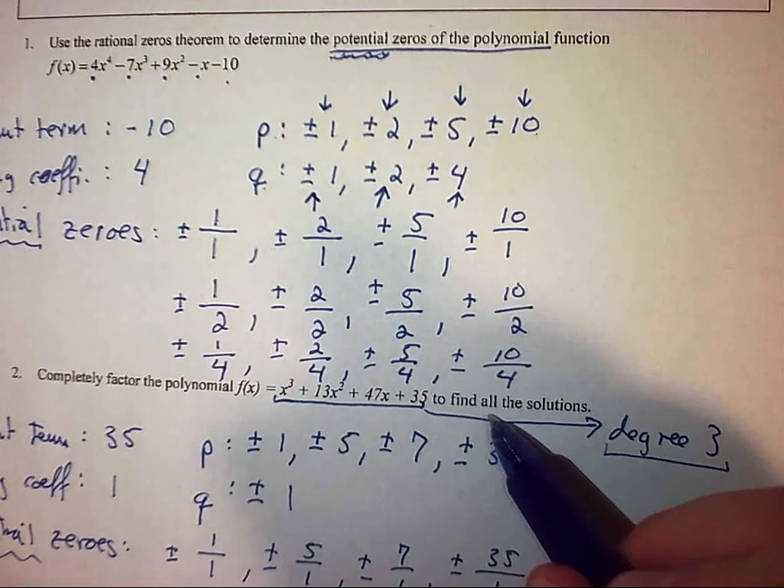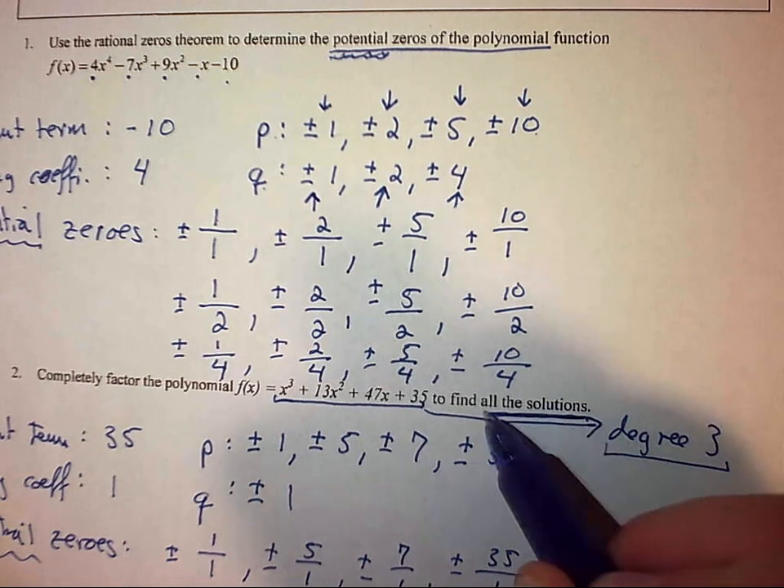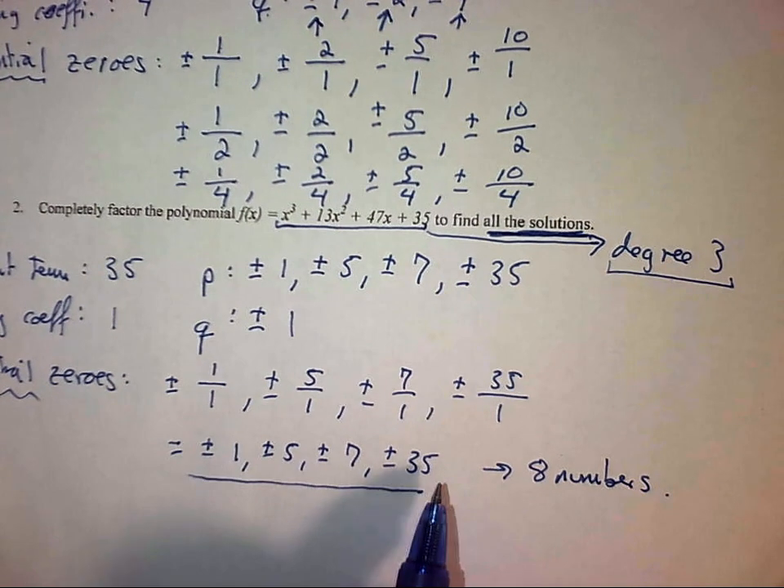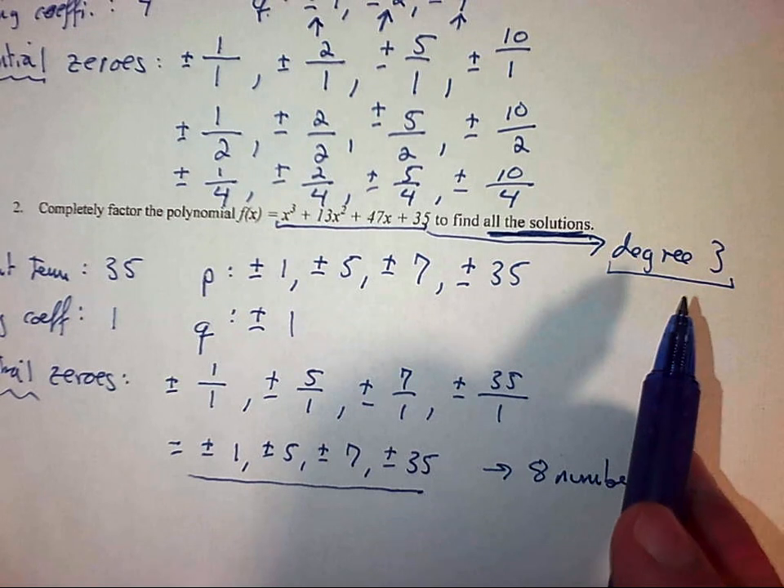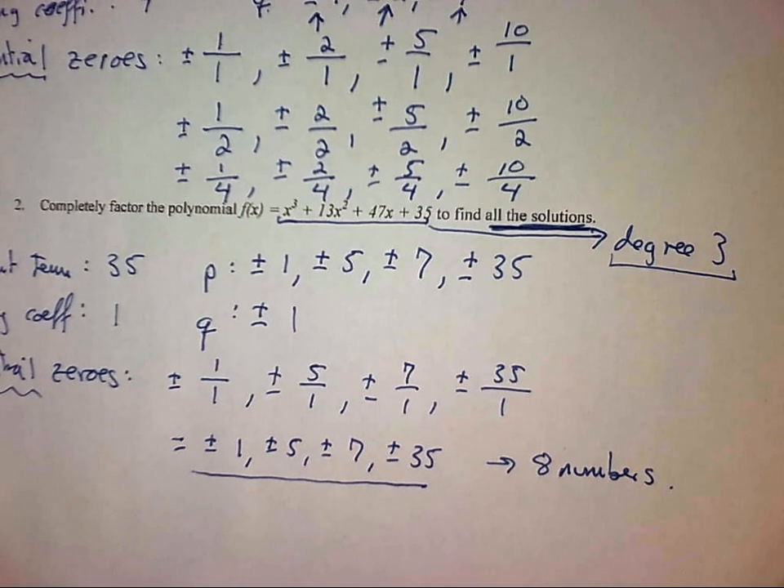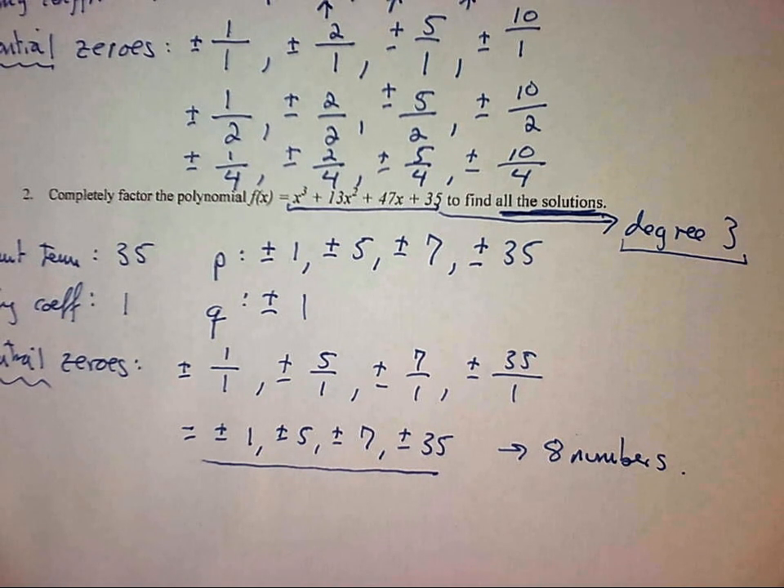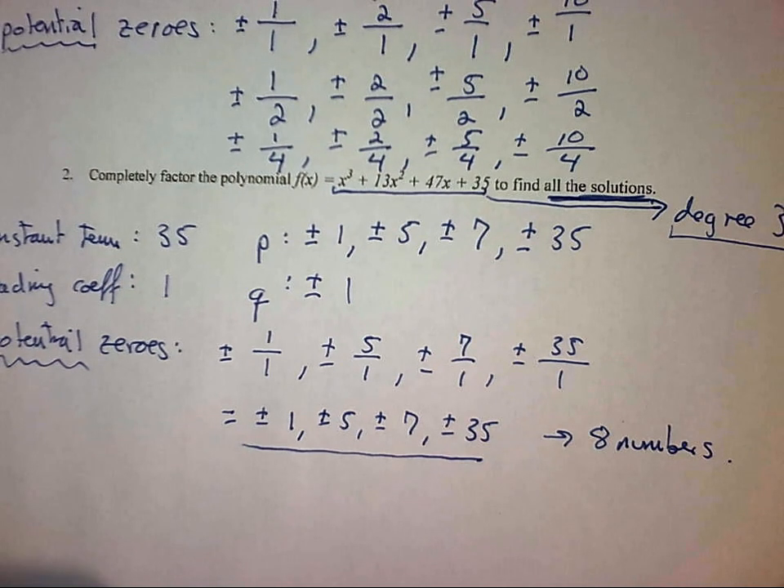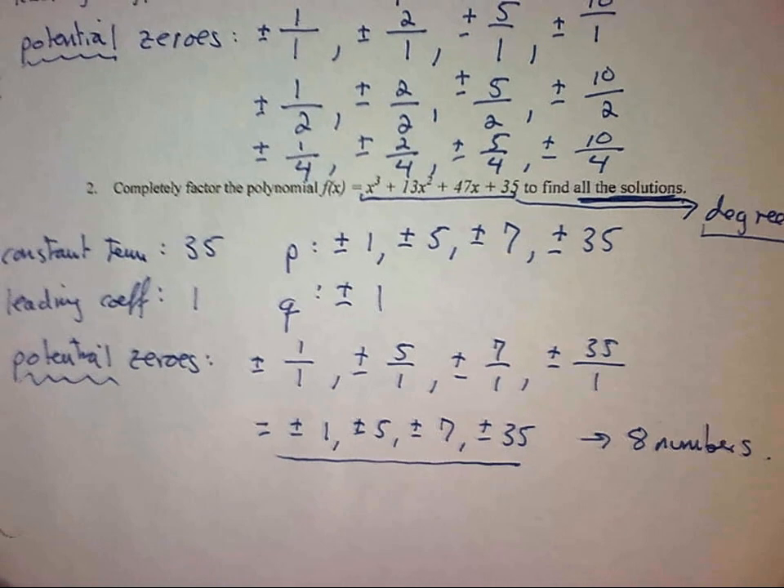Here we're actually trying to find the solutions, right? So we're not just trying to find the potential zeros. We're actually trying to figure out of these 8 numbers, which 3 of them are actually zeros of this polynomial, or actually solutions of it. So here's where a little bit of guess and check comes into play. And this is the part about it that kind of sucks, right?